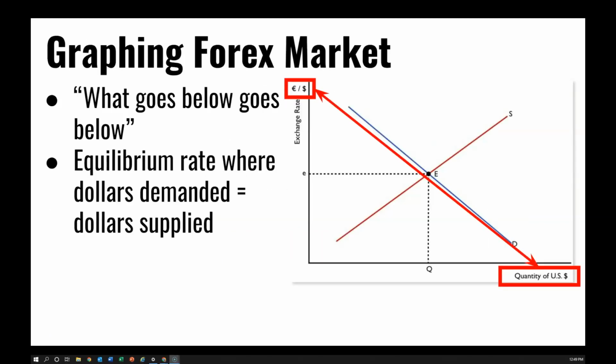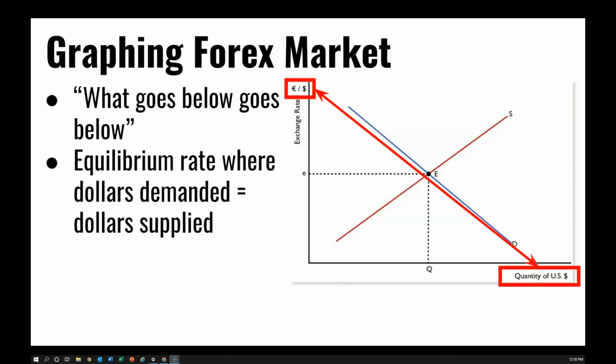When it comes to graphing the foreign exchange market, we are going to draw just a standard supply and demand graph. The horizontal axis will tell us the quantity of, in this case, US dollars. So what is the currency that's being bought and sold? And the price on the vertical axis will be expressed as a ratio of whatever the currency is that we want to exchange it for per, in this case, dollars.